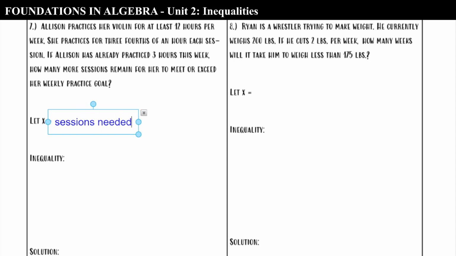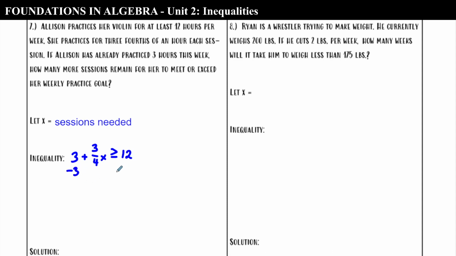So we'll set up our inequality. We know that she has already practiced for 3 hours this week, and we know that each of her sessions is 3/4 of an hour. So we're going to do plus 3/4 times the number of sessions she needs. And we need to see if this will meet or exceed her goal of 12 hours.